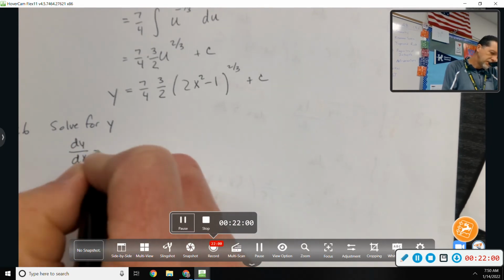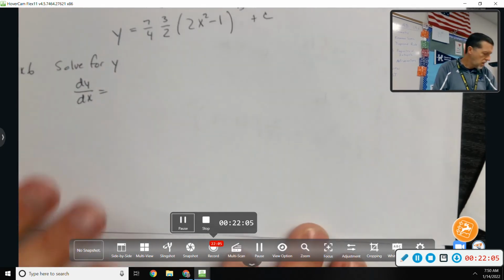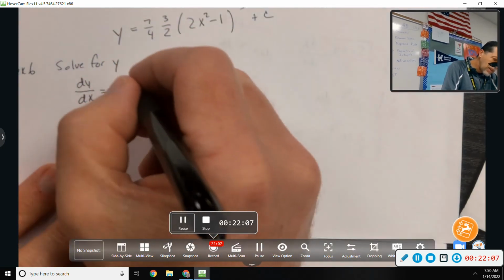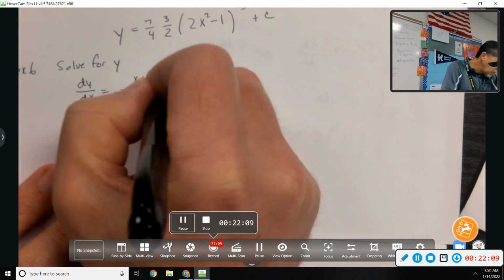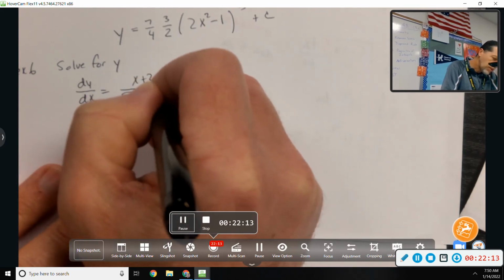Another solve for y given dy/dx. dy/dx equals x plus 2 over the square root of x squared plus 4x minus 5.